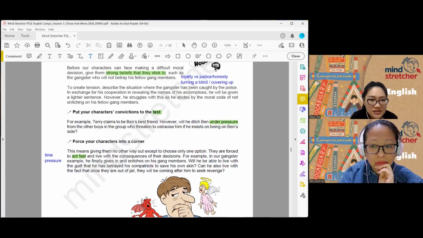They are forced to act fast. They are forced to live with the consequences. Broken friendship or having a terrible conscience, okay? So these are time pressures. Force them into a corner. They cannot say, I don't want to decide. No, must decide. Okay?